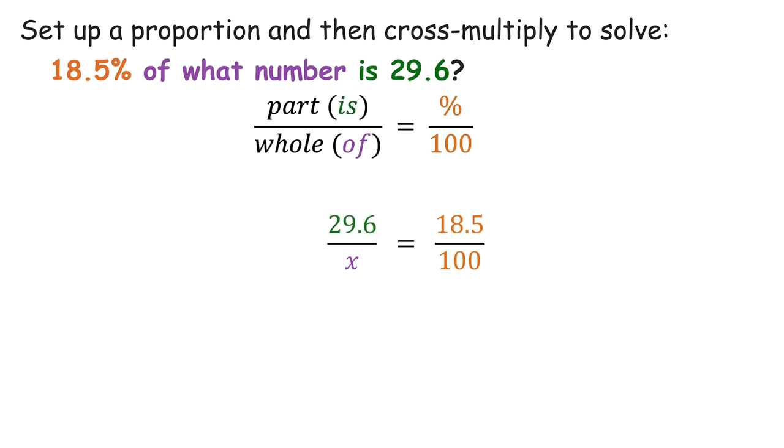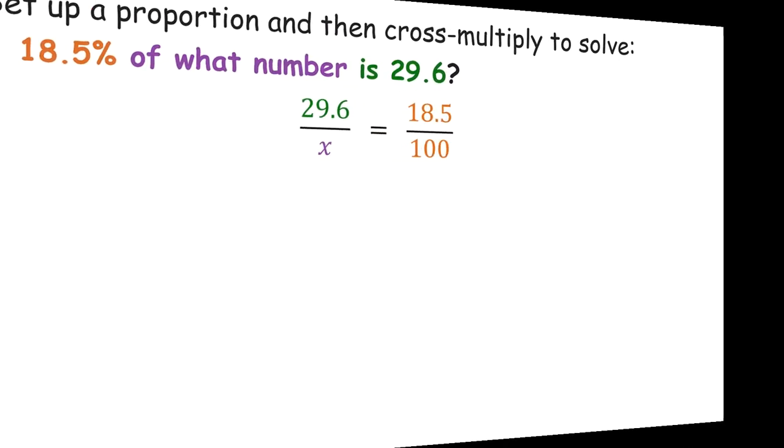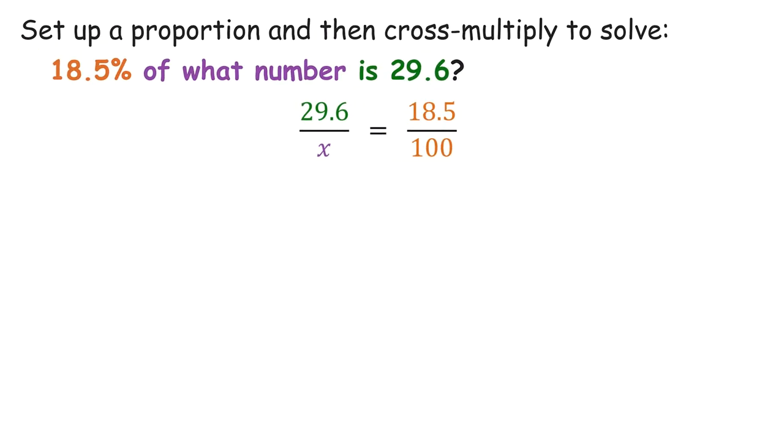So we have converted the percentage problem, 18.5% of what number is 29.6, to the proportion 29.6 over x equals 18.5 over 100. Now we solve the proportion using cross multiplication.